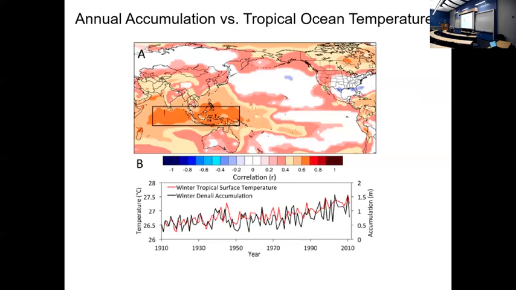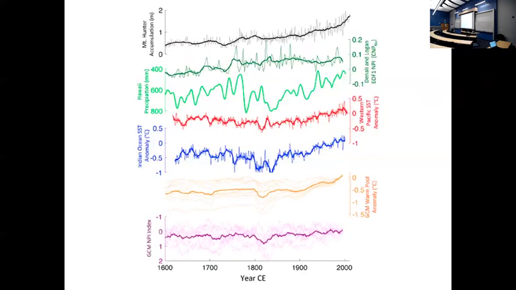And when you look at the longer term trend over time between the tropical sea surface temperatures inside this box and the winter Denali accumulation, you actually both have these trends that are pretty consistent over the same time period. And just to take this one step further, we actually brought up a whole set of different proxy records.